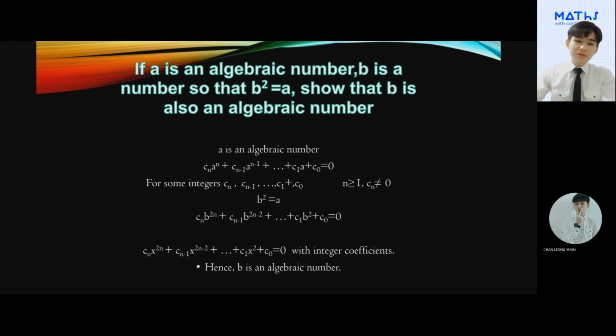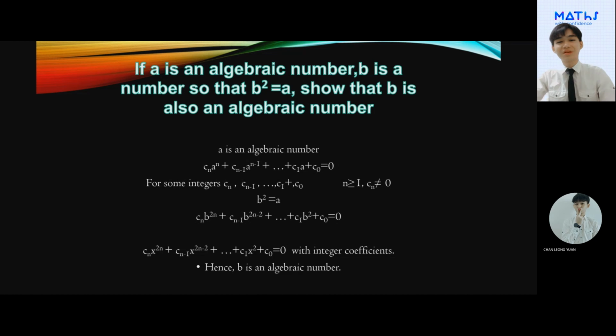Alright, let's do the proving questions. If a is an algebraic number and b is a number such that b squared equals a, show that b is also an algebraic number. It seems very obvious it's algebraic, right? Well, as mathematicians, we need proof, right?